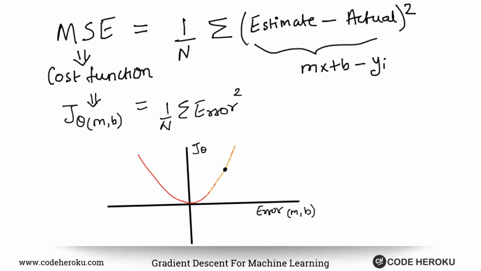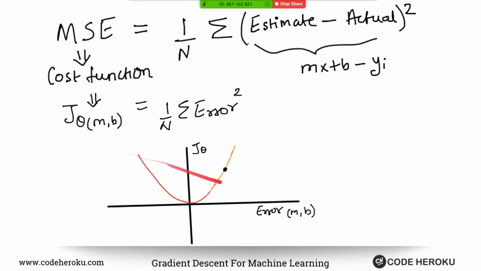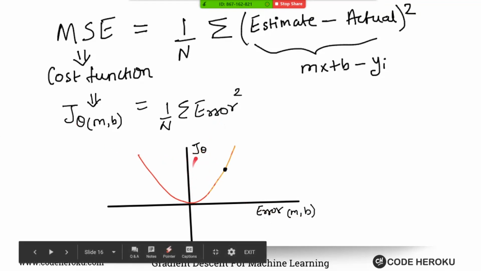So if you plot this on a graph, this is nothing different than saying y is a function of x square, and you will see a parabola like this, right? You have the error over here on the x-axis and this j on the y-axis. So if this is a function of error square, this is what the graph is going to look like.